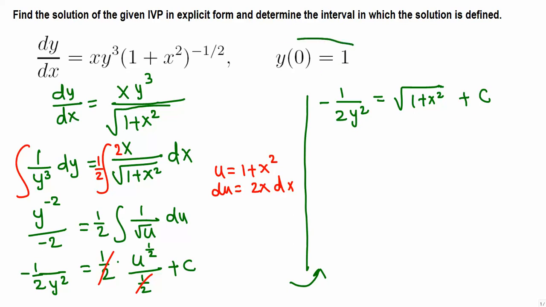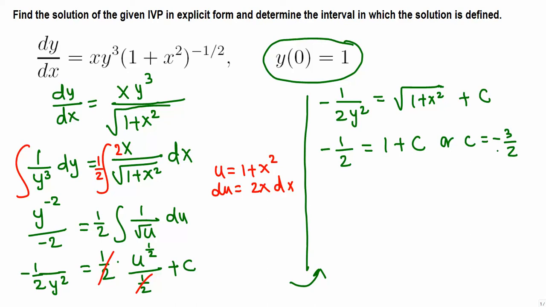Okay, before we solve this equation for y, let's find the value of c using the initial condition. Here is the initial condition, y is 1 when x is 0, so negative 1 over 2 times 1 squared, 1 squared is 1, just 2, negative 1/2 equals, x is 0, so 1 plus 0 is just 1, square root of 1 is 1, plus c. So c equals, move 1 over, negative 1/2 minus 1, which is negative 3/2.